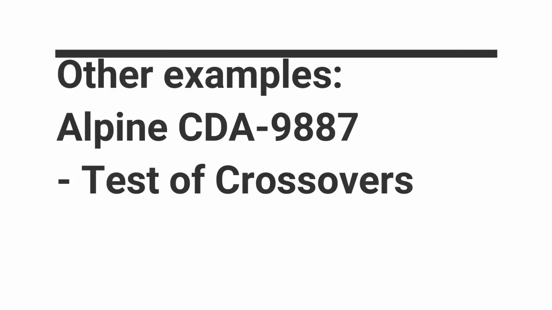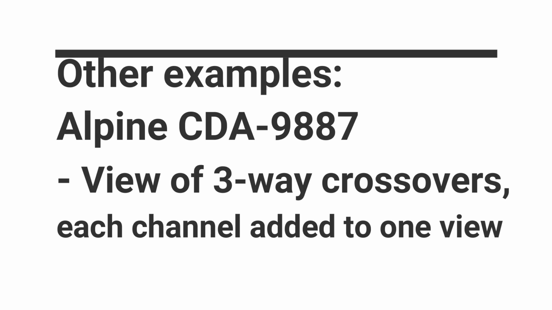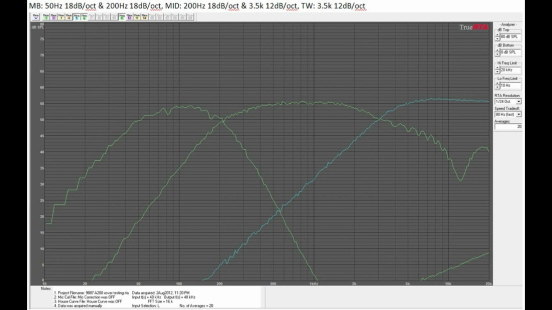This is an Alpine CDA-9887. These graphs illustrate the various crossover points, high pass filter at 1K at different slopes. You can see what that looks like. With the same head unit, I used the crossover points that I wanted to use for mid-bass, mid-range, and tweeters, and graphed those as well so I could see what that looked like, kind of for fun.